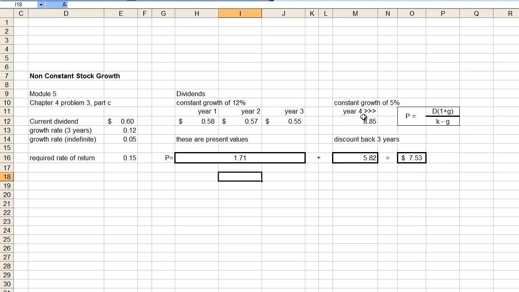Moving over now to the 4th year dividend, I'm going to use the constant dividend growth model formula, which is this one here, minus the little subscripts, so I apologize for that. I'm just trying to keep it very simple.